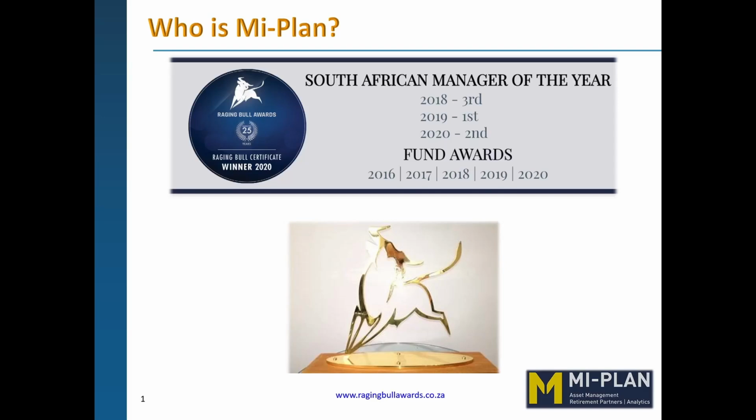My Plan started in 2006. We have been nominated for the South African Manager of the Year for 4 consecutive years. My Plan was placed third in 2018, first in 2019, and second in 2020 and 2021. My Plan has also won Raging Bull Awards for its funds for 6 years in a row.